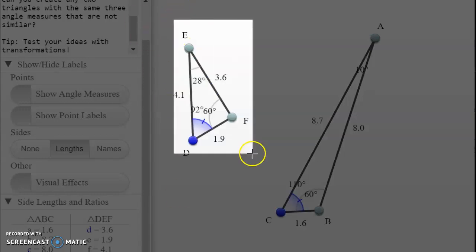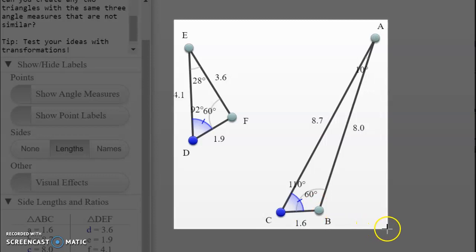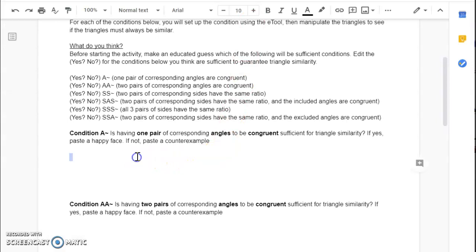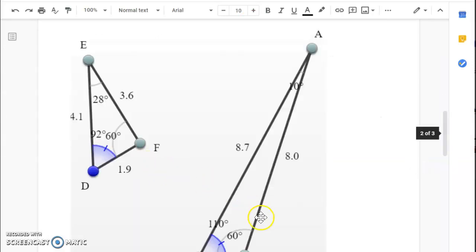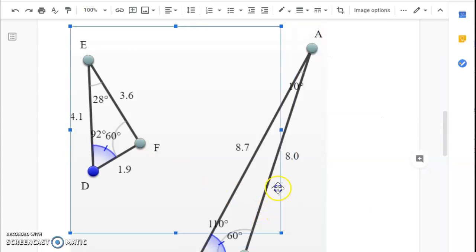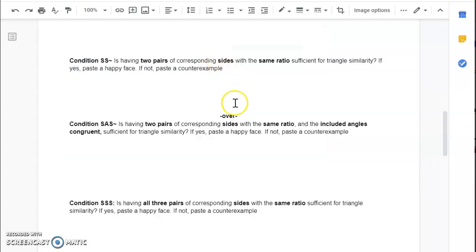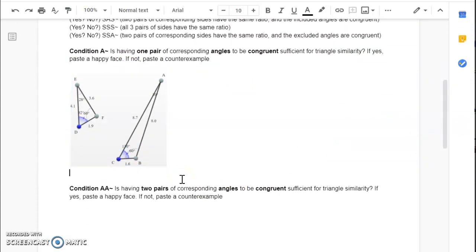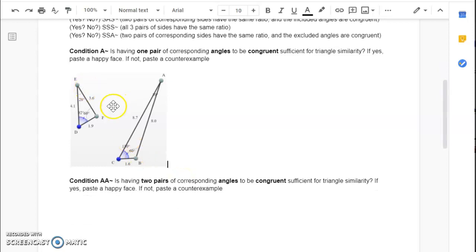So I can take a screenshot of this and paste it into my document here. That's huge, so I'm going to make it much smaller. Here we go. And I'm going to get rid of some of the spaces that I don't need. So this just shows that the triangles are not similar. I can just say that as a conclusion.